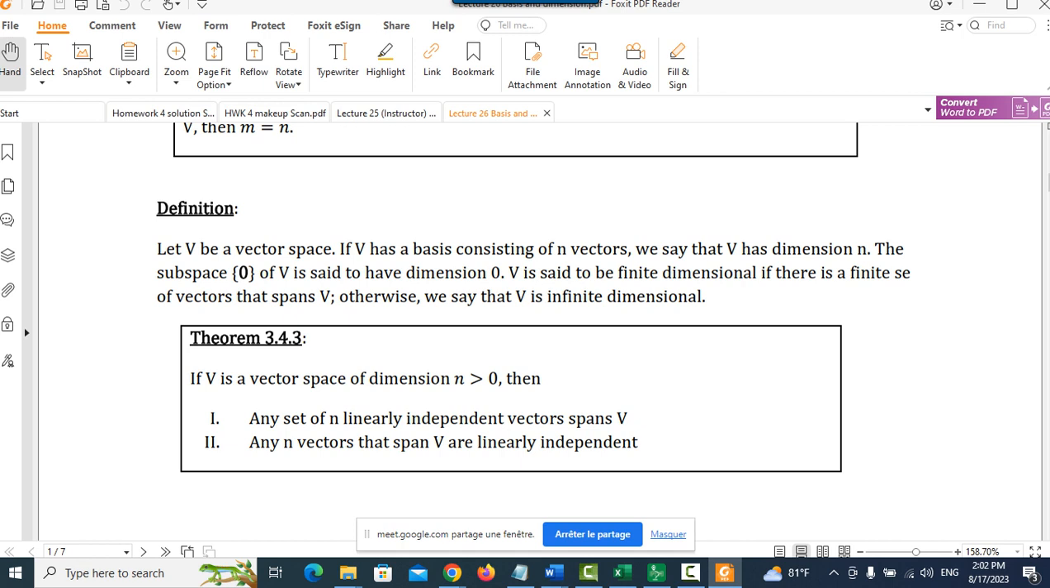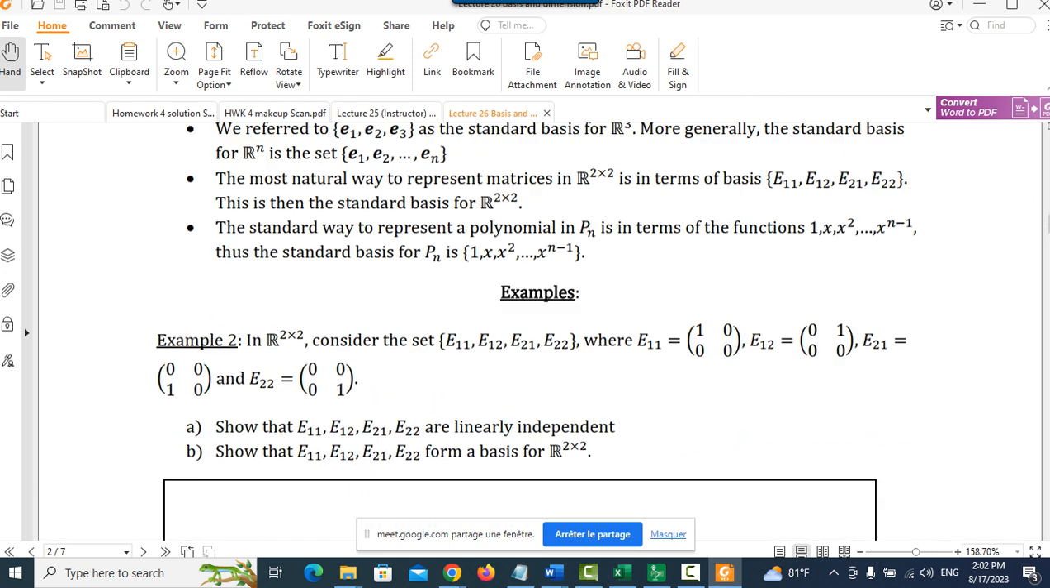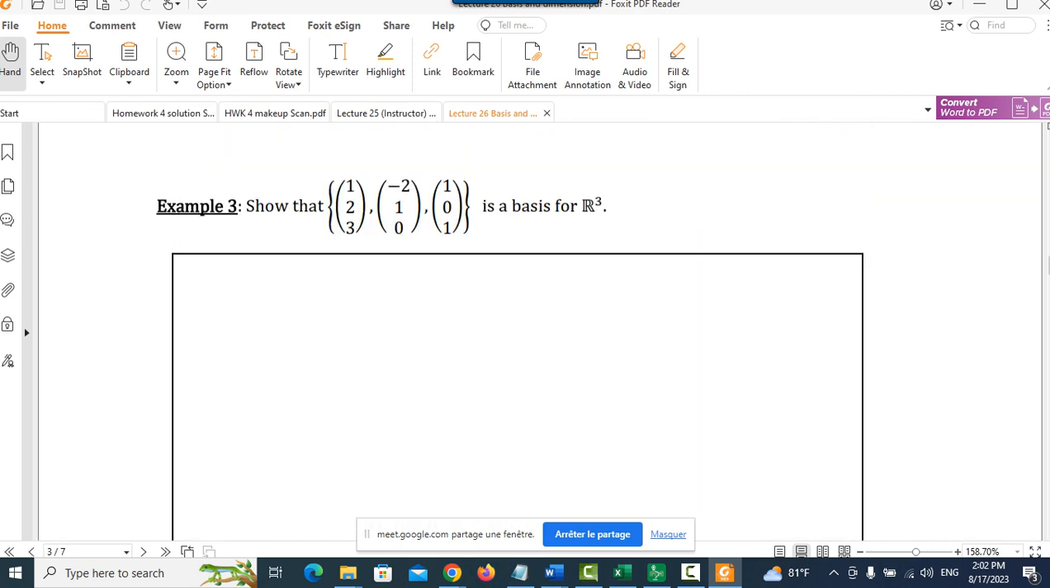V is a vector space, so we know that R3 is a vector space of dimension 3. Now if I can find any 3 linearly independent vectors in R3, those linearly independent vectors will span R3, and at the same time if I can find 3 vectors that span R3, it automatically implies that they are linearly independent. So here, if I can show that these 3 vectors are linearly independent, automatically it means that they span R3.